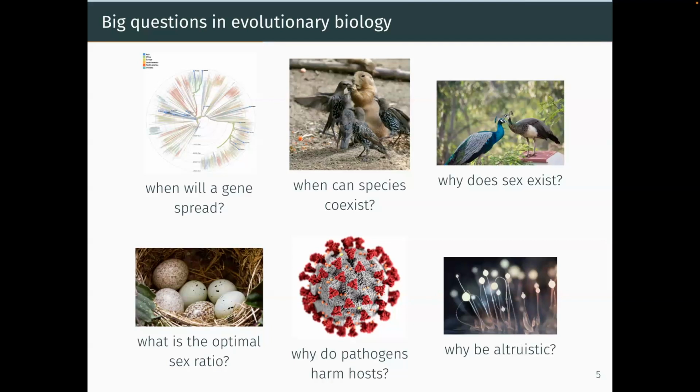Why do pathogens harm their hosts? Surely it would be beneficial for pathogens to evolve to be more benign. They don't harm their hosts. They can live in their hosts for longer. They don't kill them. They're not sick. They can go out and transmit. Why doesn't that happen? This turns out to be all about trade-offs.